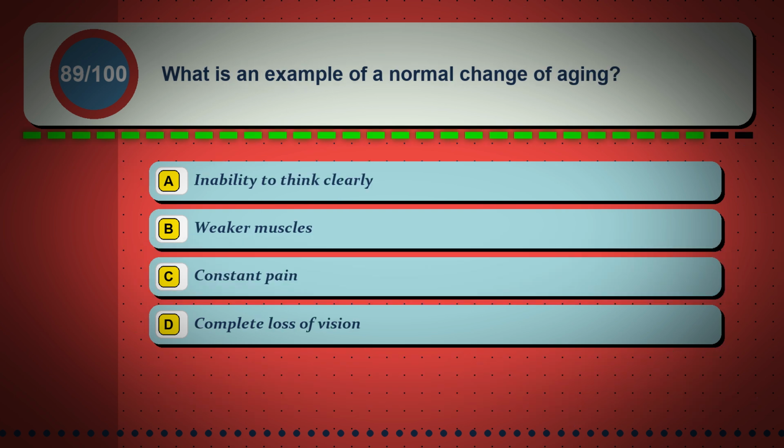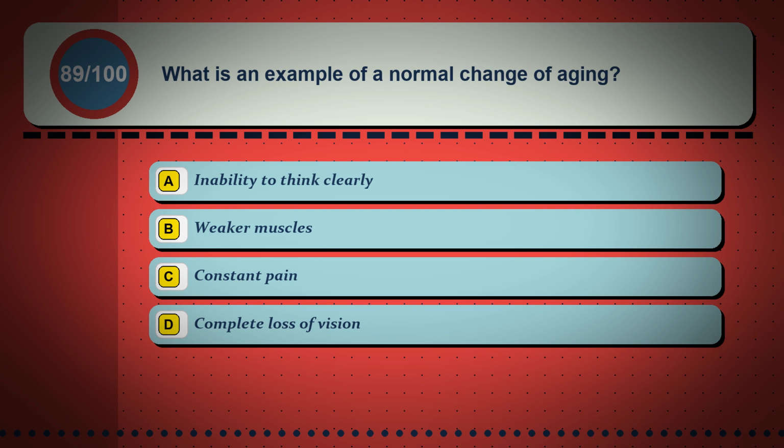Question 89. What is an example of a normal change of aging? Option A. Inability to think clearly. Option B. Weaker muscles. Option C. Constant pain. Option D. A complete loss of vision.